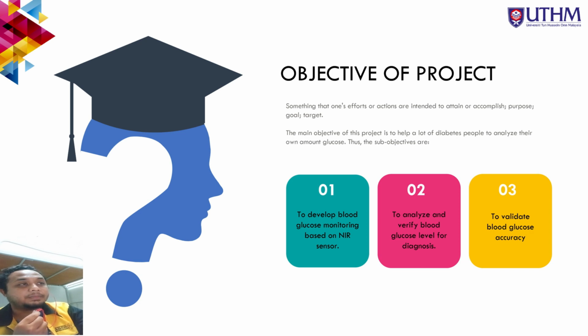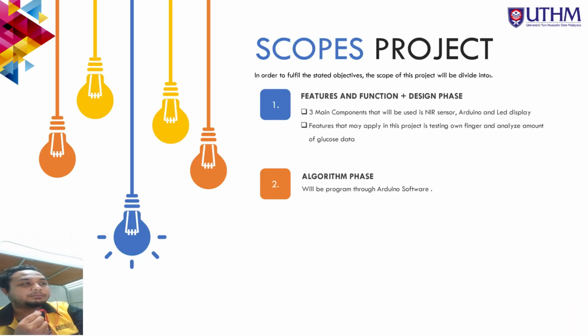The third is to validate blood glucose accuracy. The result must contain a comparison between the non-invasive type and the invasive type. The project scope is the feature and function design phase. The three main components used are an IR sensor, Arduino, and LCD display. The feature applied in this project is testing on the finger and analyzing the amount of glucose data. The algorithm phase will be programmed through the Arduino software.